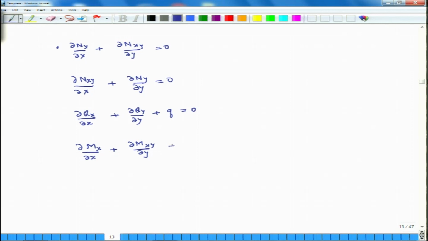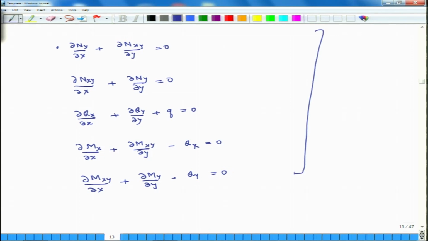minus qx equals 0, and finally we have del mxy over del x plus del my over del y minus qy equals 0. So, these are the 5 independent equilibrium equations. All of them are partial differential equations in n and m, the moment resultants and force resultants.